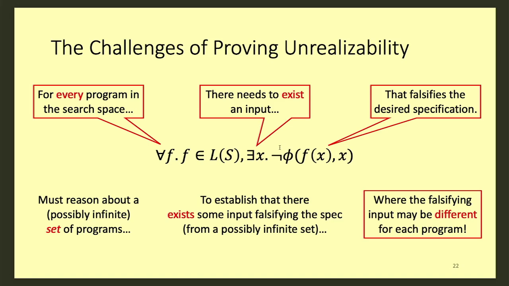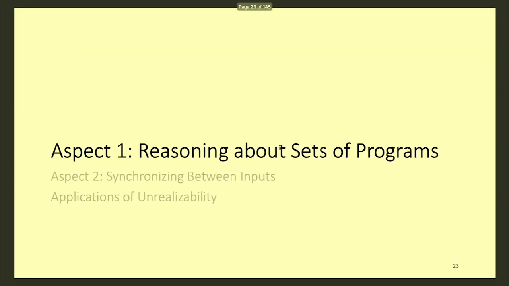But the first and third challenges, which are that we need to reason about sets of programs, and that this input can be different for each program, are something that's really unique to unrealizability logic. So what I'm going to do today is briefly illustrate these two challenges in detail, and how we tackle them, and that'll be the majority of the talk, I guess. So yeah, first thing is reasoning about sets of programs.